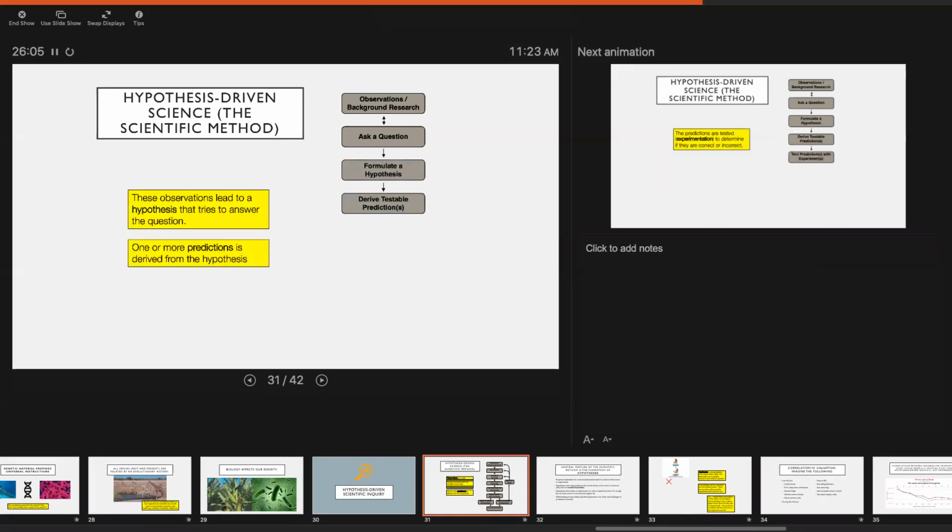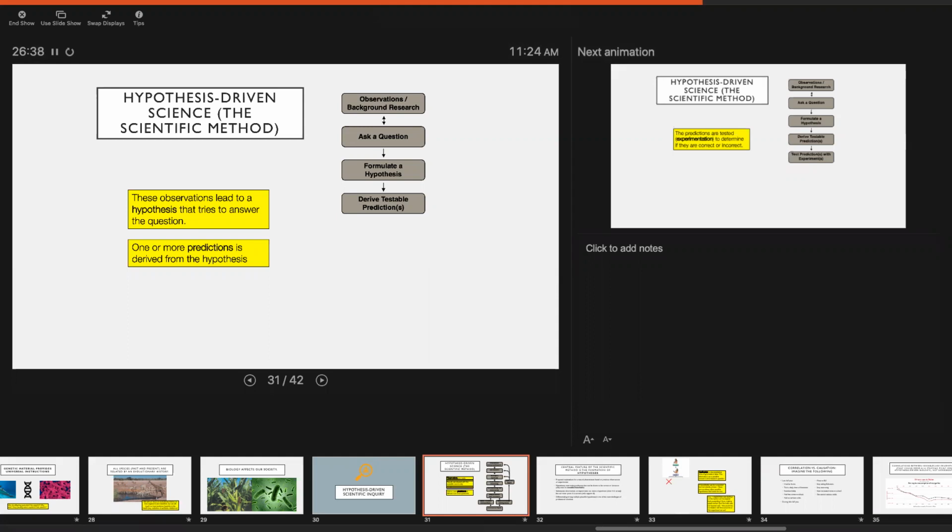This would lead you to formulate a hypothesis based on your current understanding. So you might see all of the animals that you've ever seen drinking water, and that might lead you to say, yes, all animals need water to drink. This positive statement is your hypothesis. A hypothesis isn't a question, it's a statement. You're saying, yes, all animals need water to drink. And then you make predictions from that initial hypothesis.